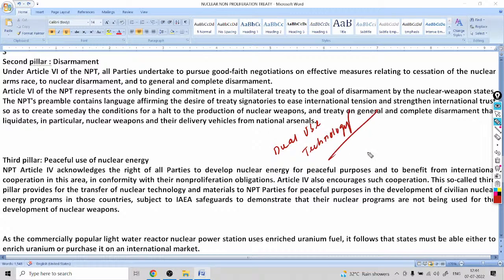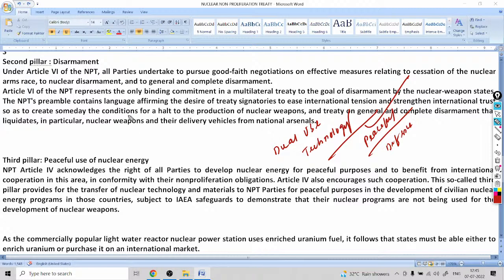That means it can be used for peaceful purposes. It can be used for defense. Okay, so this is what peaceful use is. Emphasis will be on its peaceful use, and nuclear research has also contributed to the use of nuclear technology for peace.